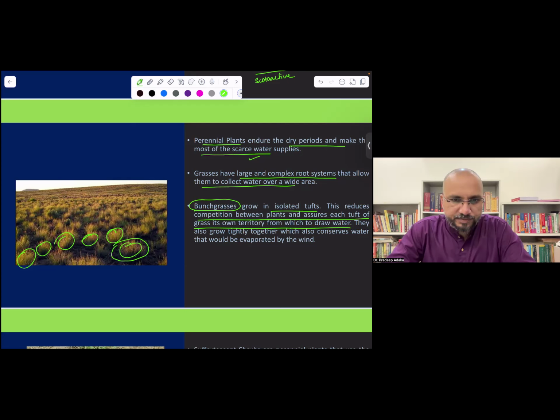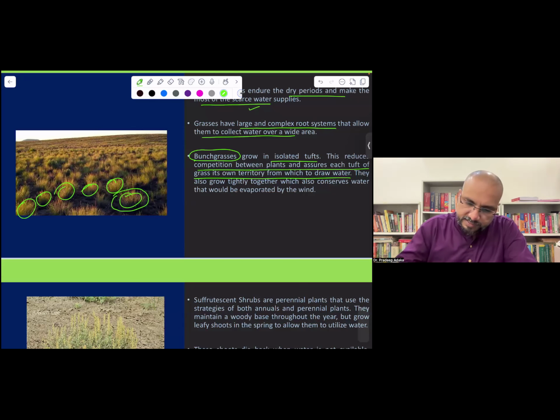They grow in bunches. Okay, they also grow tightly together, which also conserves water, so that evaporation losses are not high. If the wind enters between the plants inside the bunch, the moisture of the soil will evaporate quickly. So if they are growing in bunches, the wind will not be able to dry up the soil easily. So that bunch will have enough moisture to absorb and grow.